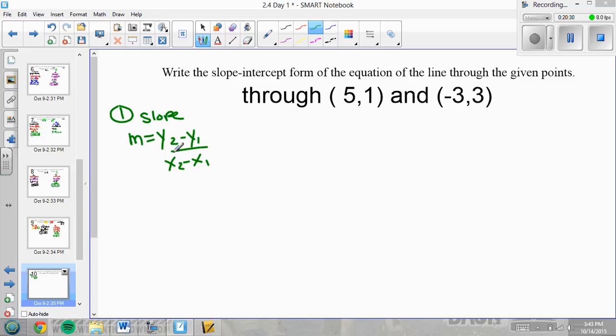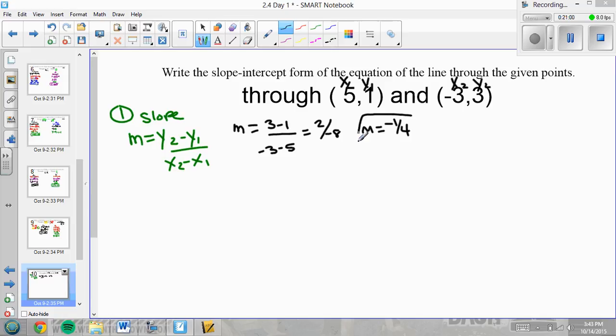Okay, so first we have to find our slope. We know x1, y1, and x2, y2. So m equals 3 minus 1 over negative 3 minus 5, which gives me 2 over negative 8. Can we reduce 2 over negative 8? Yeah, we know m equals negative 1/4. So I have slope, and remember, you just need slope and 1 point.